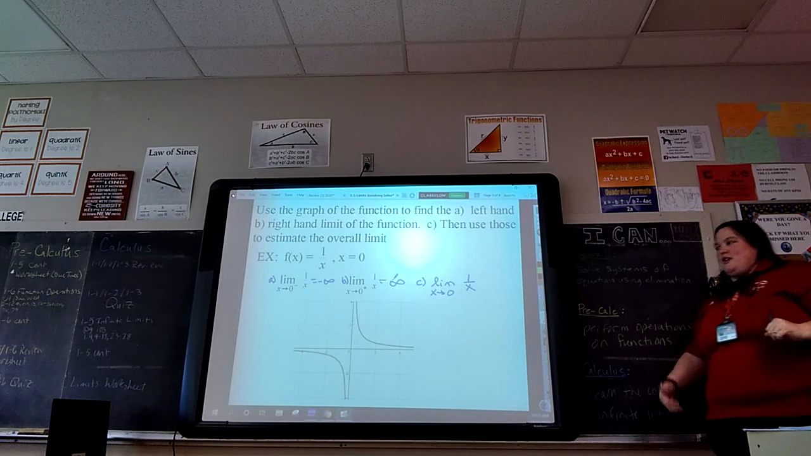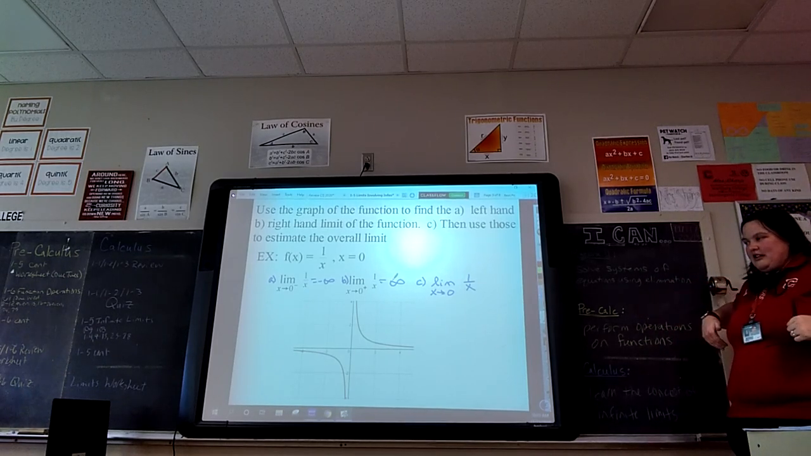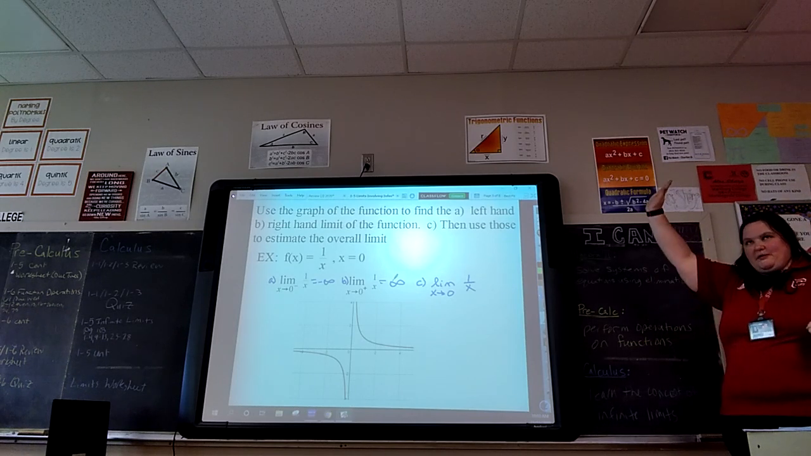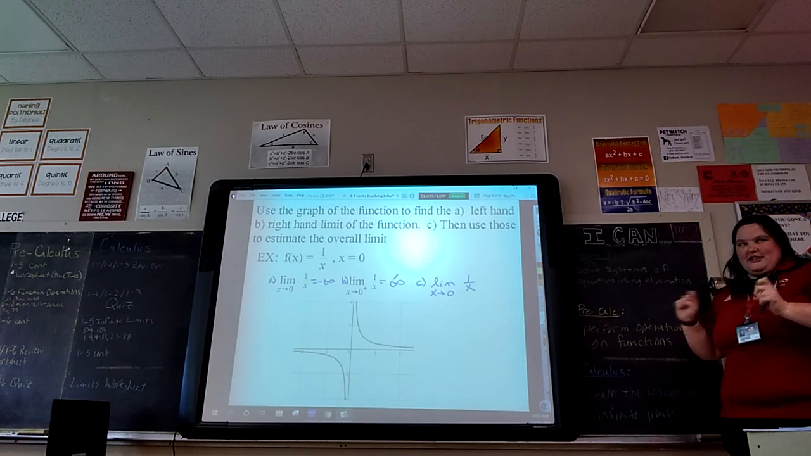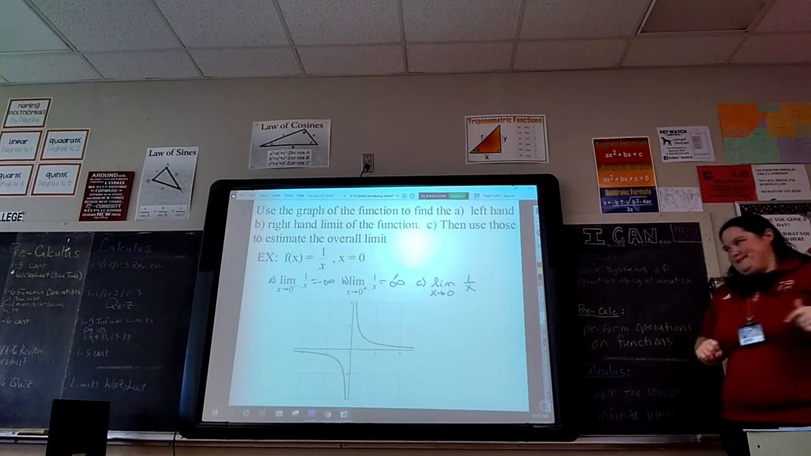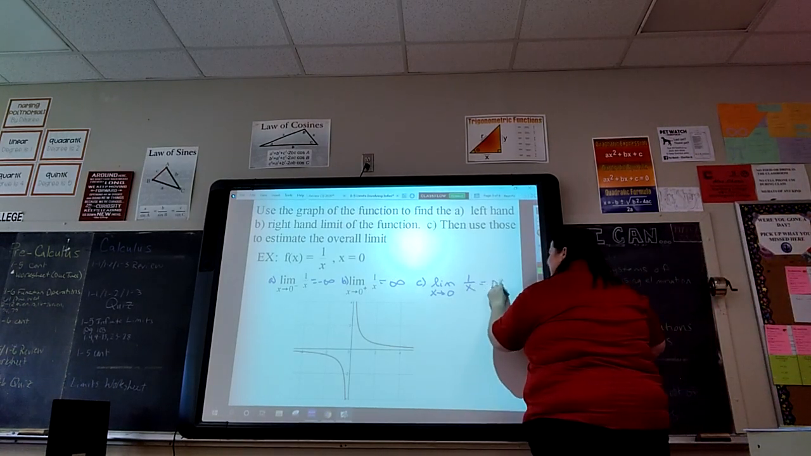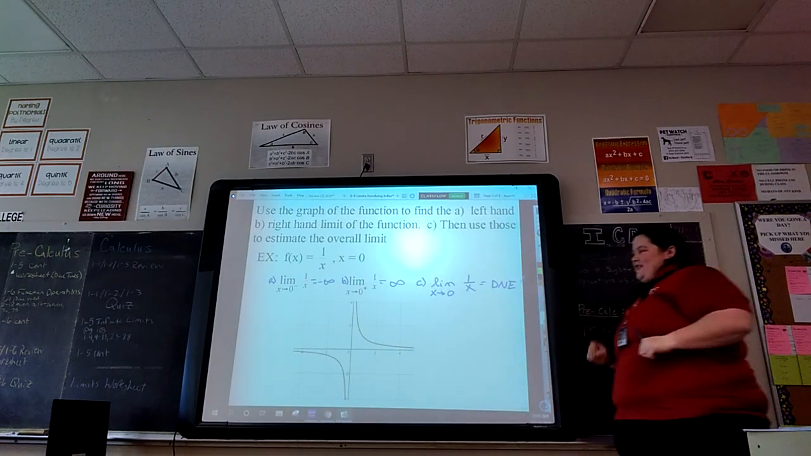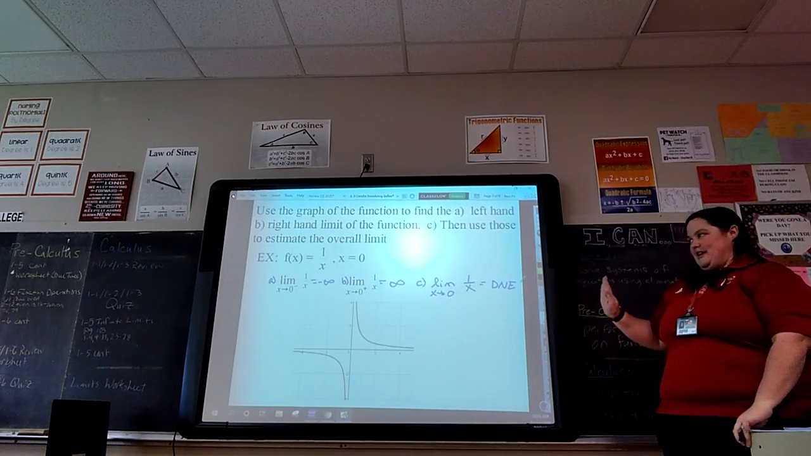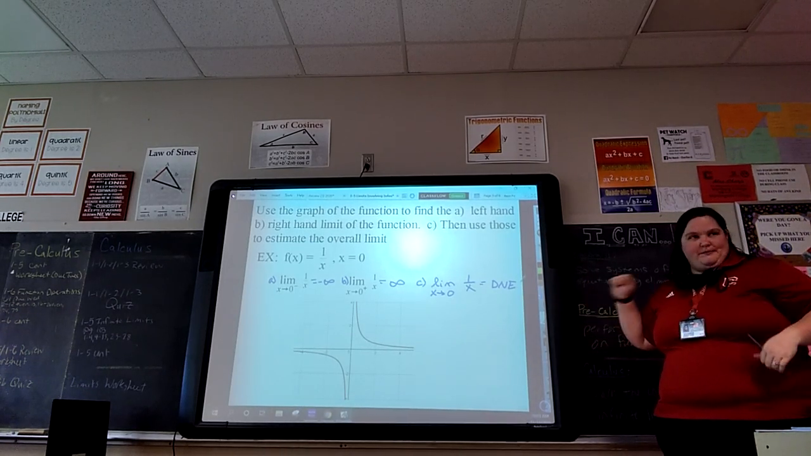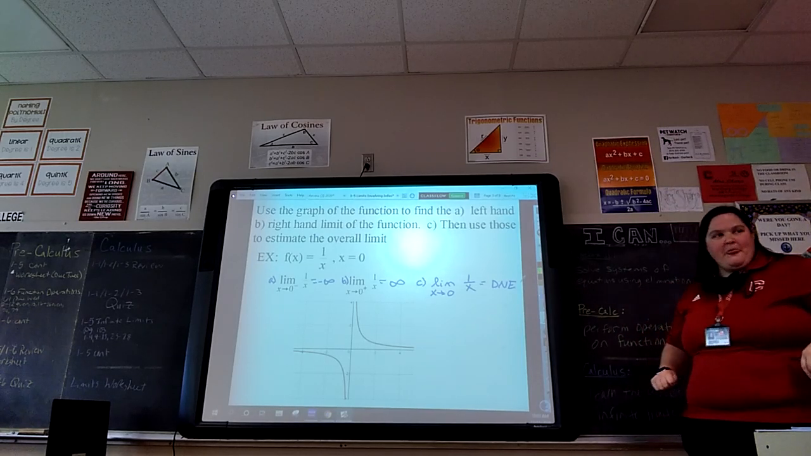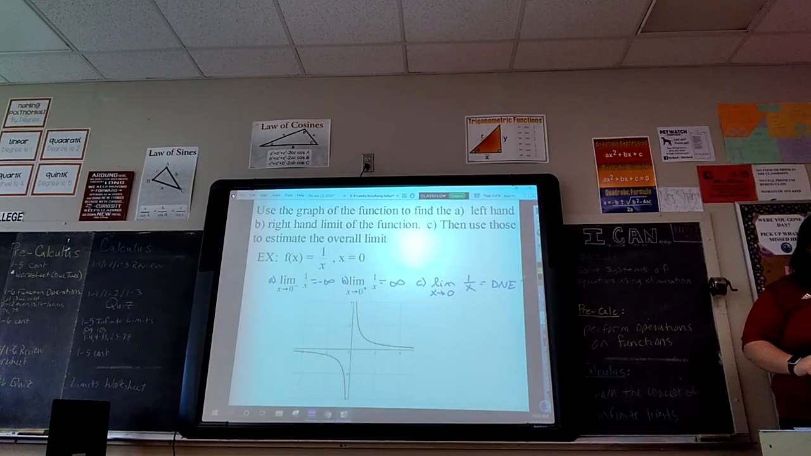As we went from the left into it, it was negative infinity. As we went to the right into it, it's shooting up, so it's positive infinity. So are those two things the same infinities? No. So that means the overall limit does not exist. If the left and right have the same limit, then the overall limit will be that limit. If they do not have the same limit, then the overall limit does not exist. So the next one's going to be positive infinity.